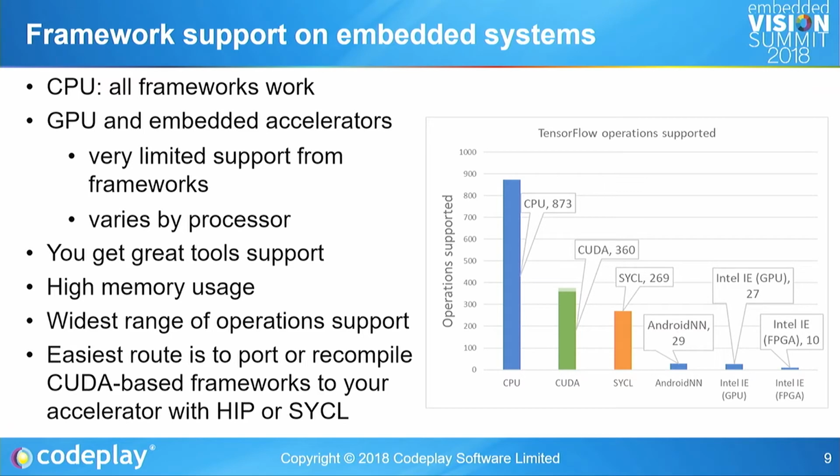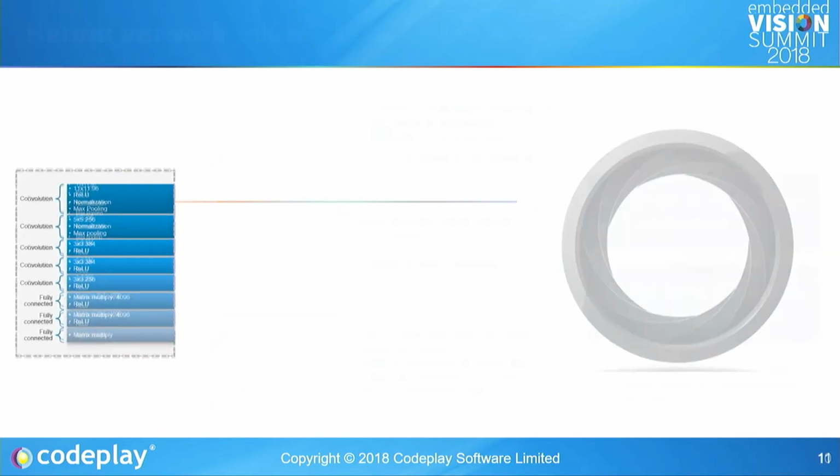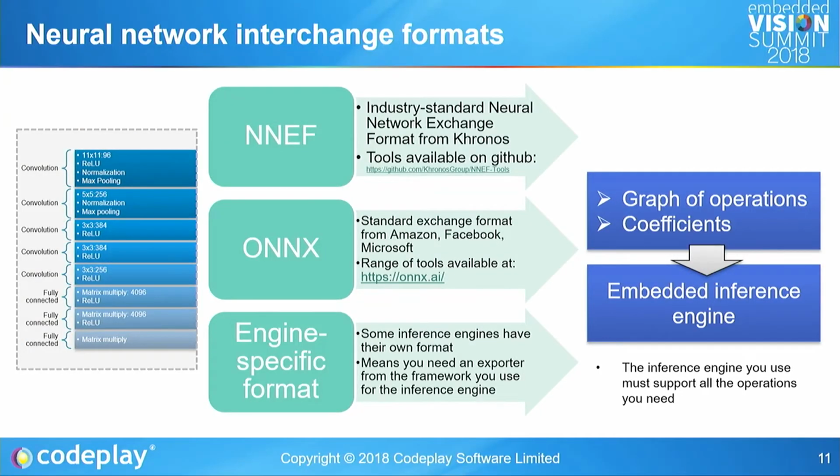So let's start with running in a framework. This is comparing all of the different ways that you might run TensorFlow. What we've got is the number of TensorFlow operations that are supported on the CPU, which is 873, and then the number of operations supported by CUDA, which is 360. So inside TensorFlow, the NVIDIA GPUs with CUDA can accelerate 360 of those operations. Now, the reason that a lot of those operations aren't accelerated on the GPU is that they're things like loading from a file, so it's irrelevant. You can't accelerate that on a GPU, but there are a lot of operations.